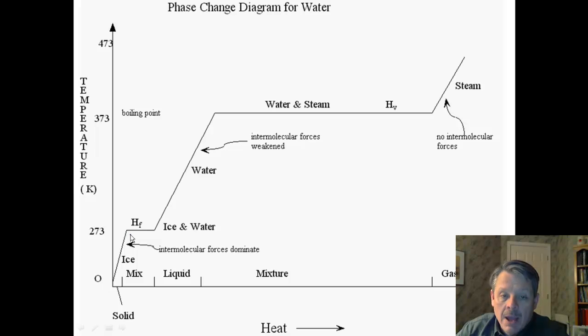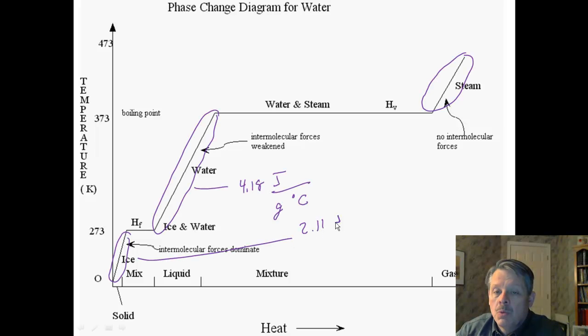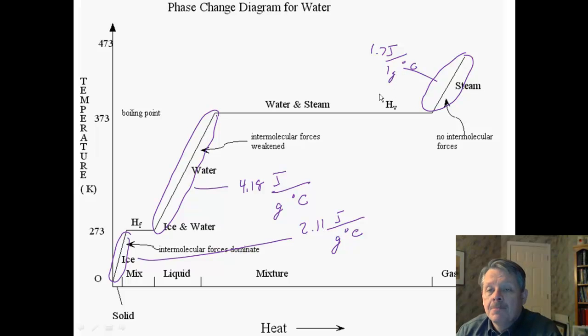So what we're talking about are the parts of the graph that are here and here and up here. So it takes 4.18 joules to raise 1 gram of liquid water 1 degree centigrade. But it takes, sorry, I don't remember the number, it takes 2.11 joules to raise 1 gram of ice 1 degree centigrade, and only takes 1.7 joules to raise 1 gram of steam 1 degree Celsius. Okay, so that's important to realize what we're talking about.